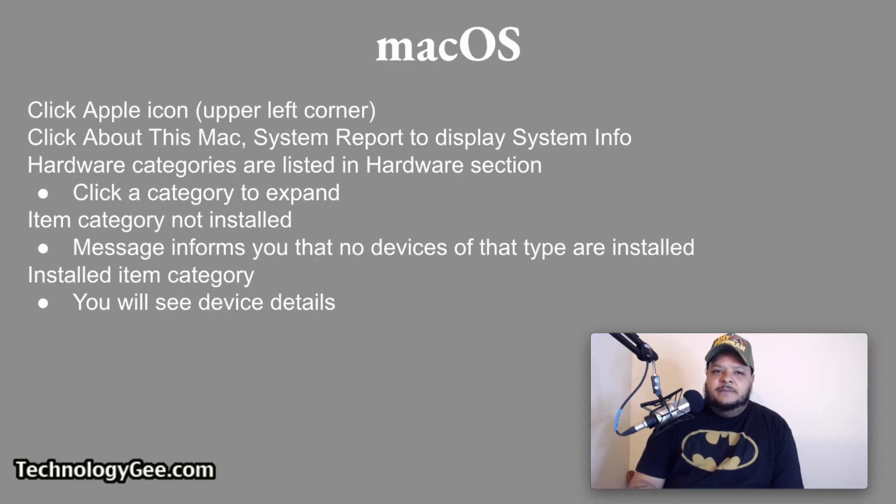Device management with Mac. So in Mac, click the Apple icon in your upper left corner and then click About This Mac, System Report to display system information. All the possible hardware categories are listed in the hardware section. Click a category to expand it. If you click an item category that is not installed, a message informs you that no devices of that type are installed. If you click an item category that is installed, you will see device details.